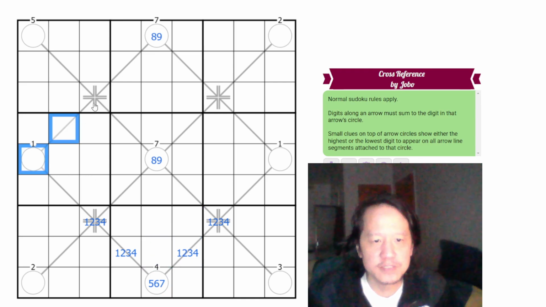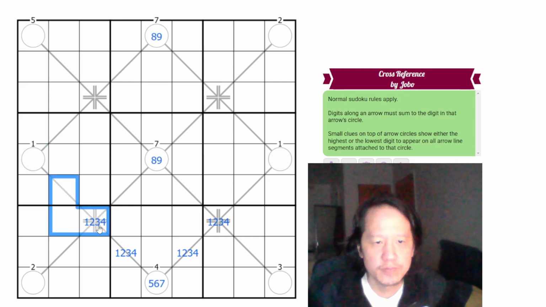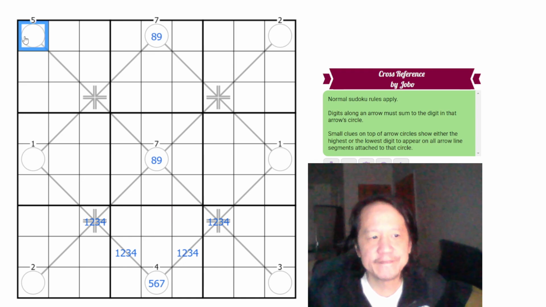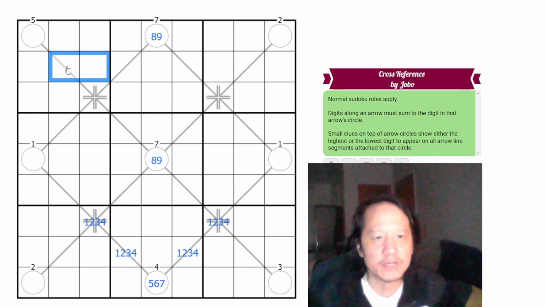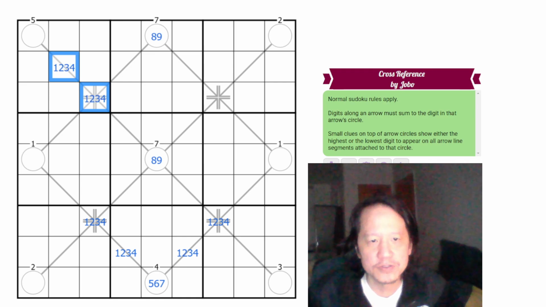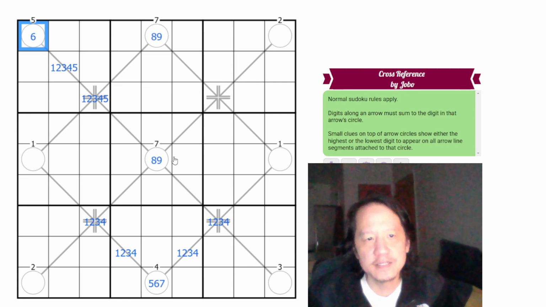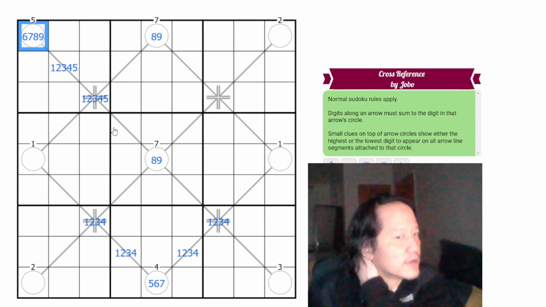1 obviously has to be one of the lowest ones here, but we don't have any other information there. Similarly, 1 has to be one of the lowest here. This has a 5 as its number. Well, 5 cannot be the lowest number, because if 5 were the lowest number, it would be 5 and 6. So therefore, 5 is the highest number in the arrow. So this is 1 through 5, which means this is at least 6. So this is 6, 7, 8, or 9.